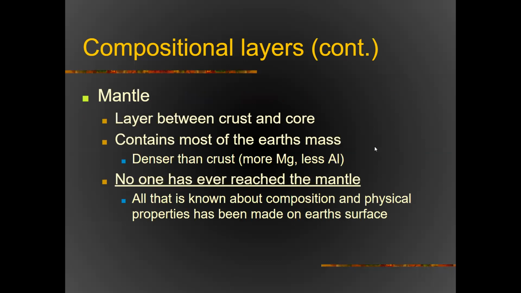Then we hit the middle layer. The middle layer is called the mantle. The mantle is all the space in between the crust and the core. So this definitely contains the vast majority of Earth's mass. It's more dense than the crust. That's why it's beneath the crust. And it's less dense than the core. That's why it's outside of the core.